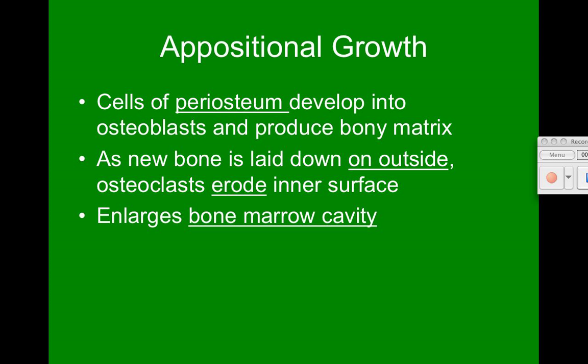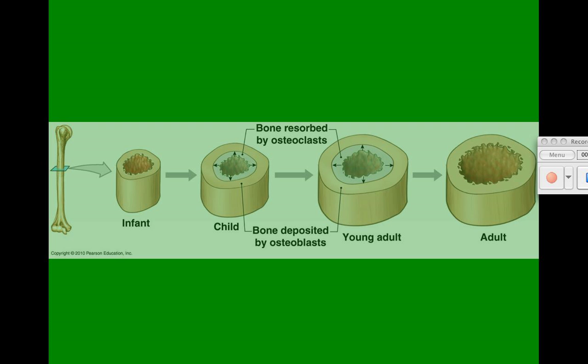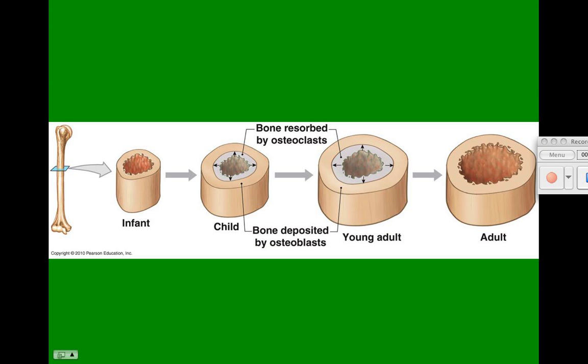And you can actually see that here on the diagram. Okay, we get new bone laid out on the outside, and then the old bone is eaten away by the osteoclasts, and that continues. So what we end up with as an adult is a bone that is much larger in diameter, but really not all that much thicker in terms of true bone thickness.